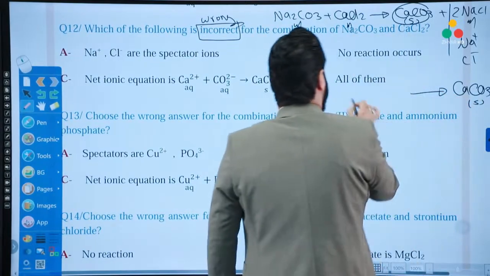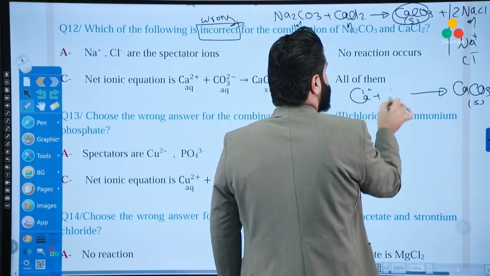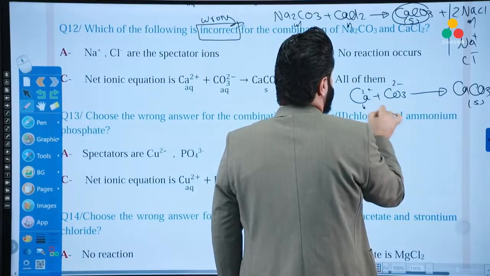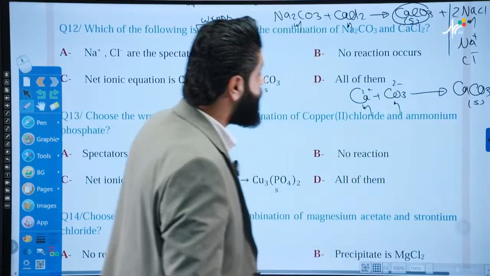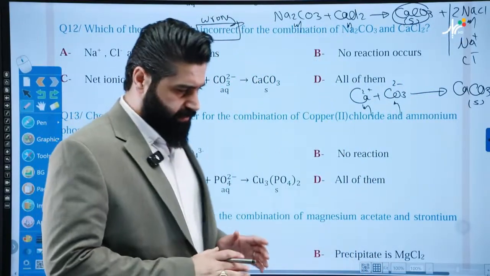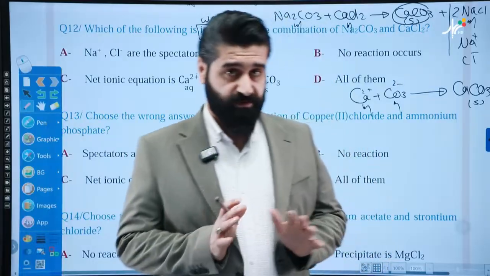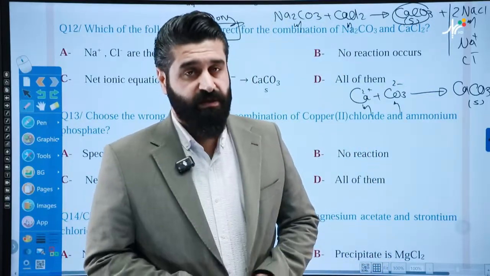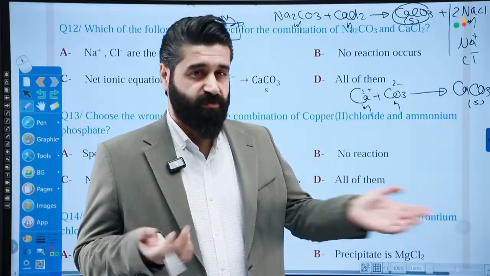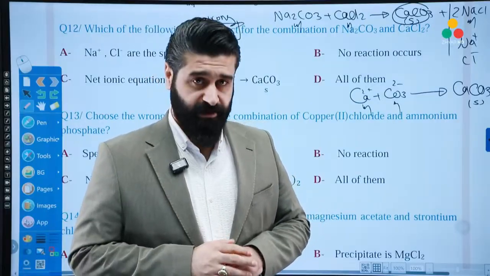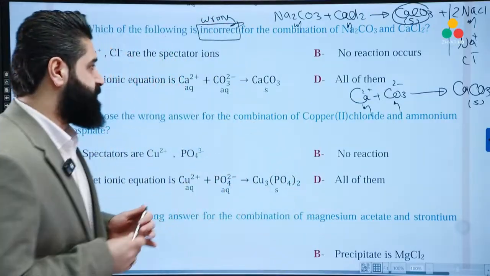Okay? Ca plus 2 and CO3 negative 2, AQ. This is the net ionic equation. By the way, the net ionic equation is an opposite process to the dissociation reaction. So the reverse process of the dissociation reaction is called the net ionic equation. It's kind of like a formation reaction.